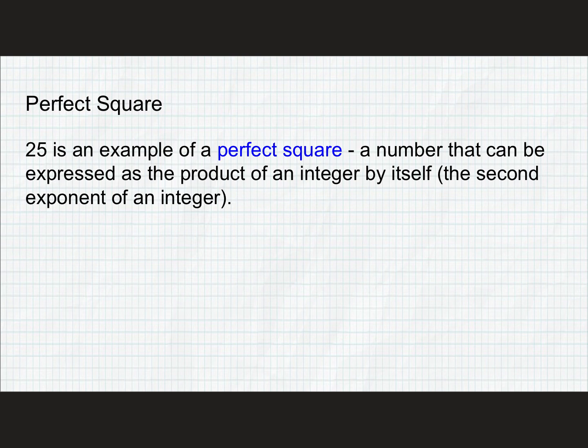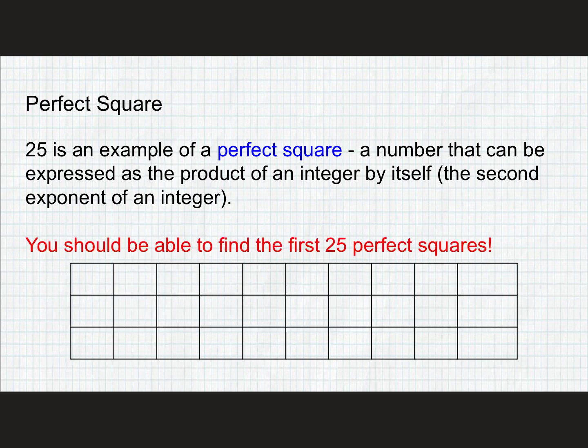Now let's have a look at perfect squares. You see, 25 is an example of a perfect square, a number that can be expressed as a product of an integer by itself, or the second exponent of the integer. For this class, you will need to be able to find the first 25 perfect squares.